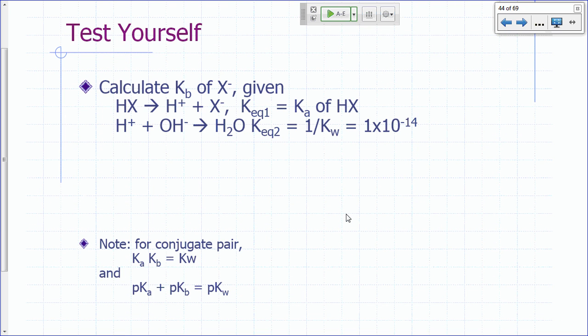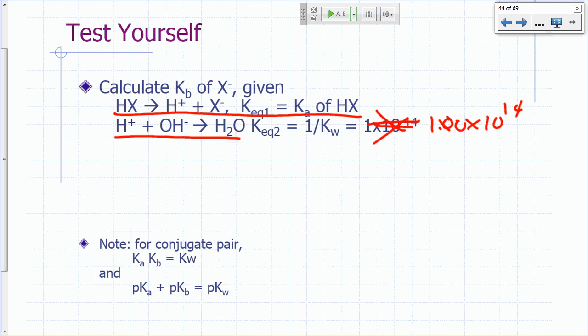How about this one? You have two reactions. HX gives you H plus plus X minus. The KEQ for this, you can look it up. It's the Ka of HX. And we've already seen that H plus plus hydroxide gives you water has a KEQ of 1 over KW. This should be 1.00 times 10 to the 14. I made a mistake there, right? That's 1 over KW. So what would be the Kb of X minus?